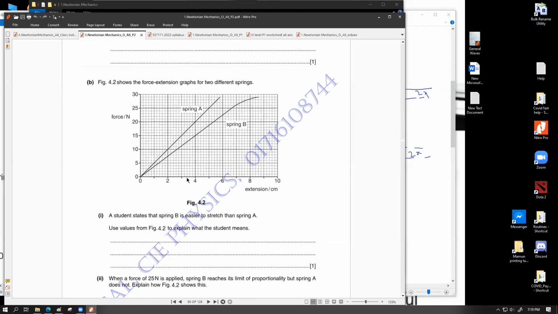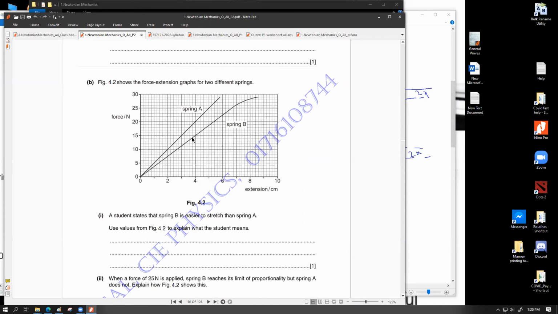For example, if you want to compare them for an extension of 4 centimeter, I can go with that. To achieve a 4 centimeter extension on both the springs, spring A requires 20 Newton force, whereas spring B requires only 50 Newton force, proving that spring B is easier to extend. So it requires less force.